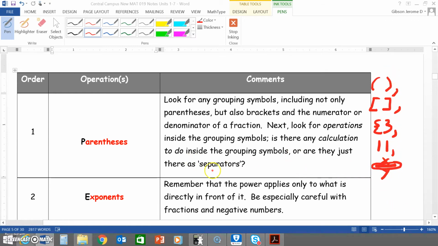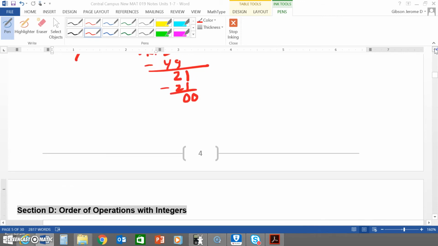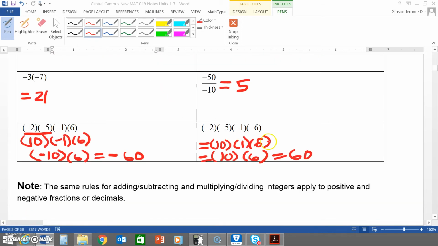Now, when they talk about used as separators, let's go back up and let me show you an example when it was used as a separator. Back here when we were multiplying these values, these negative and positive signs, these parentheses were used as separators because technically this is really just multiplication because there's nothing you could do inside the parentheses, because that's one thing about parentheses, you do what's inside of the parentheses. So you cannot do anything inside of these parentheses, so these parentheses are considered to be separators. That's what's meant by that.